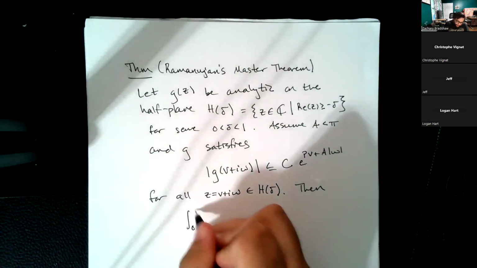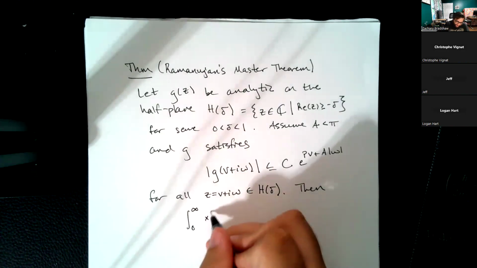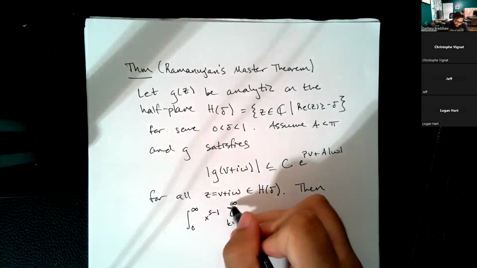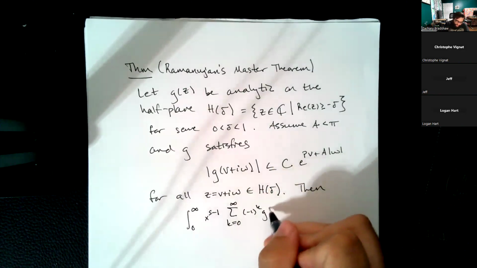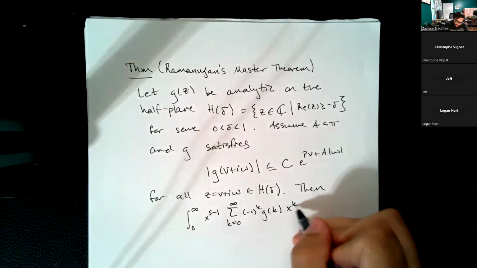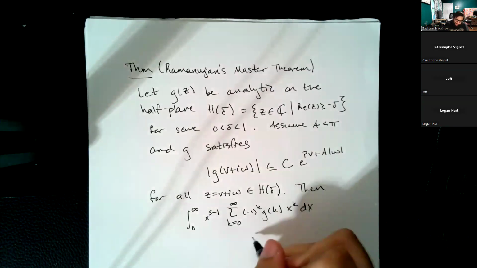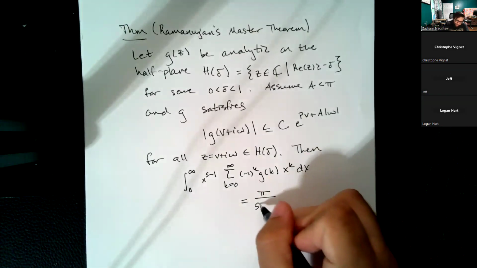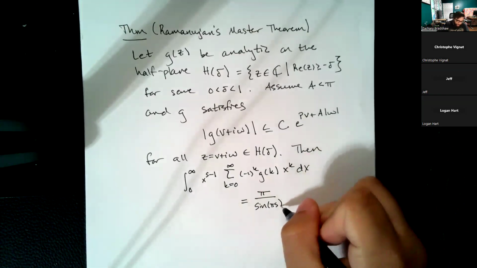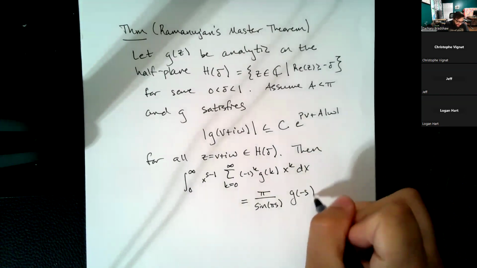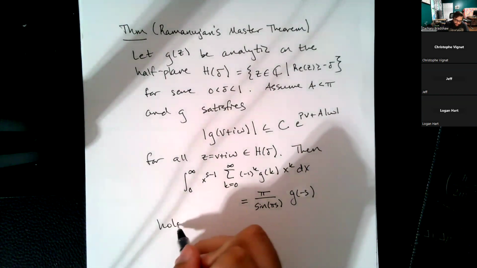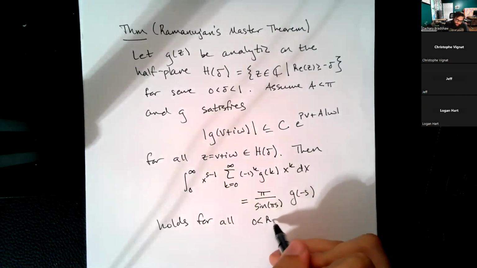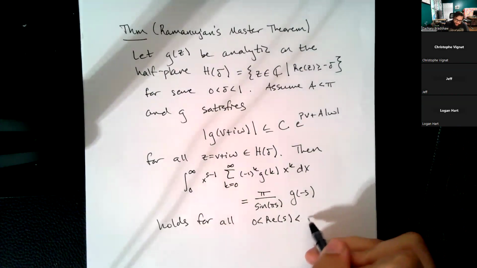Then the integral from 0 to infinity of x to the s minus 1, times the sum from k equals 0 to infinity of minus 1 to the k, g of k, x to the k, dx, has this nice formula. It's just pi over the sine of pi s times g of minus s. And this holds for all s with real part of s between 0 and delta.